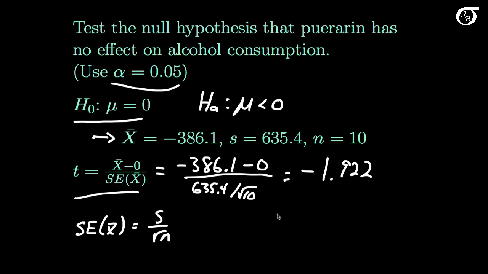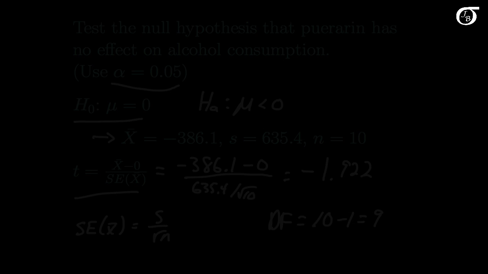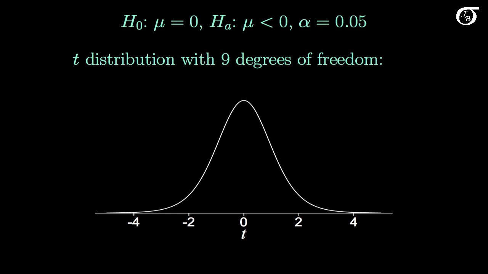Now we need to find the p-value. And the degrees of freedom again are n minus 1, or 10 minus 1, which is 9. So let's see what our test statistic looks like on a t-distribution with 9 degrees of freedom. Here's a t-distribution with 9 degrees of freedom. And our observed value of our test statistic was minus 1.922, which is somewhere around there. It's out in the left tail. It's a little far out, but not that far out.